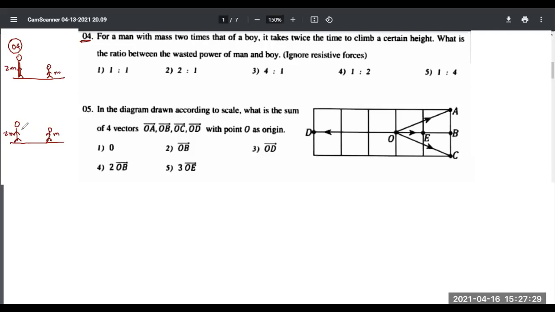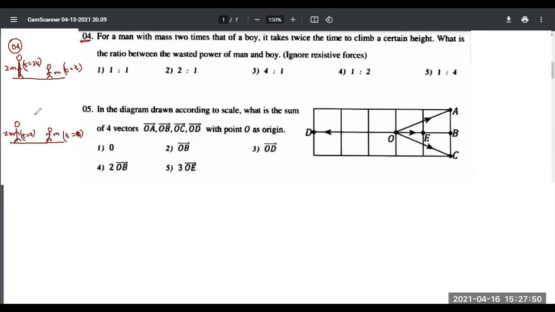So here, the time taken by the man is twice the time taken by the boy. Isn't it? So the man takes 2t, and the boy takes t. The question: what is the ratio between the wasted power of man and boy?